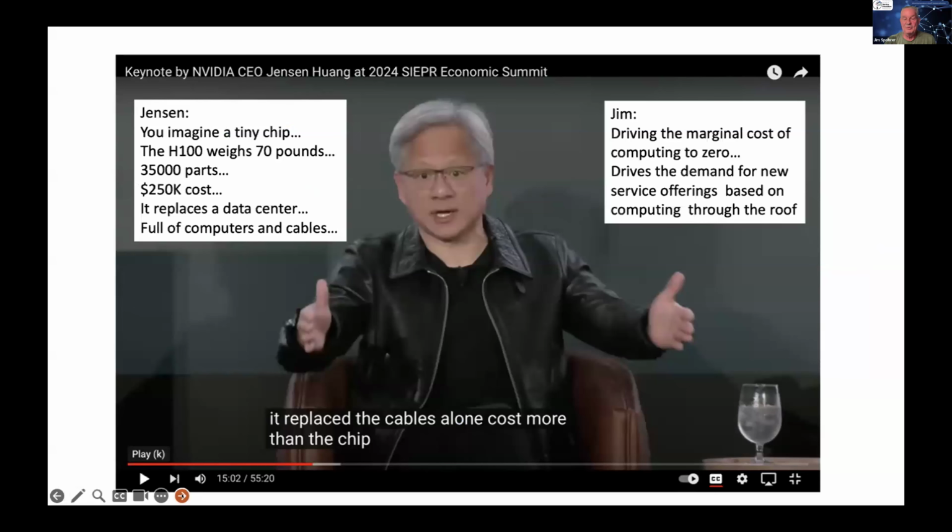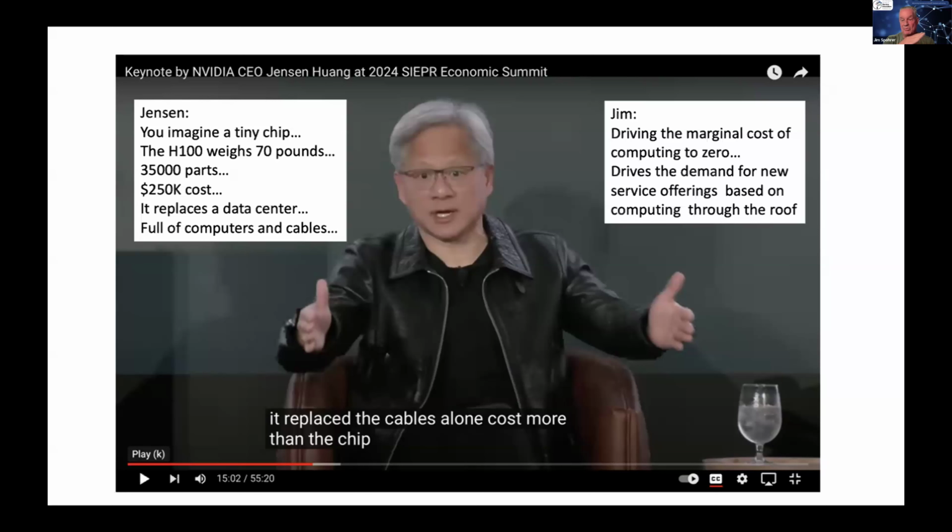Now, this guy, I'm sure many of you recognize him. He's Jensen Huang. He's the CEO of NVIDIA, man of the hour. And I love this. He was at Stanford a couple months ago giving a talk where he said, if you can imagine a tiny chip, his H100 weighs 70 pounds, 35,000 parts, $250,000 in cost, and in his talk he said it replaces a data center full of computers and cables. In fact, he says the cost of the cables alone that the H100 replaces is more than $250,000. So why, if you're running a data center, why wouldn't you buy this chip?